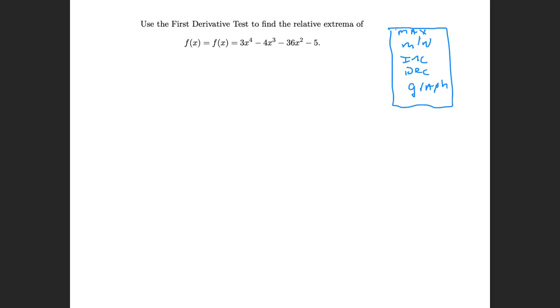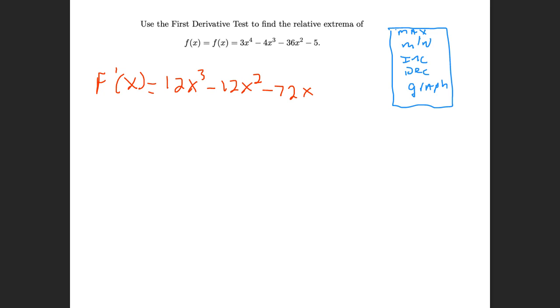So let's work this through for people that are going to watch the recording. First thing I'm going to do, always, is find the derivative of the function. So f prime of x equals 12x to the third minus 12x squared minus 72x.